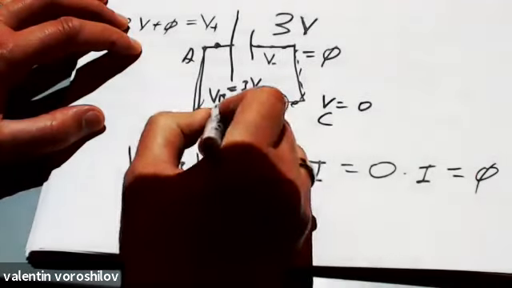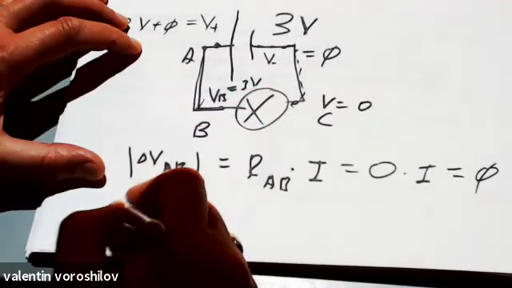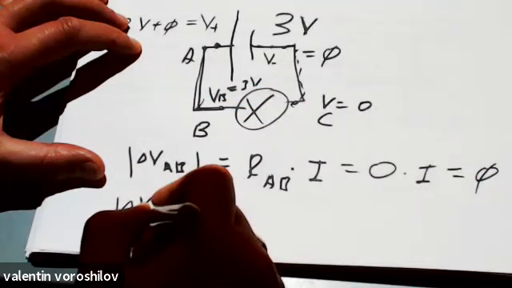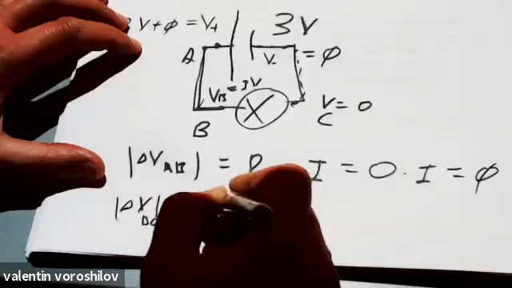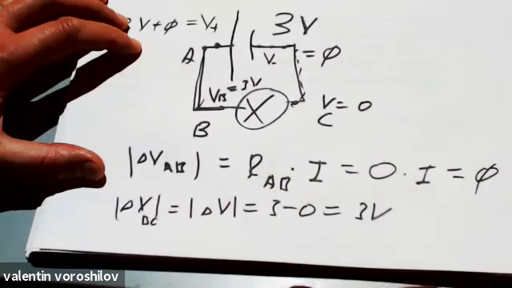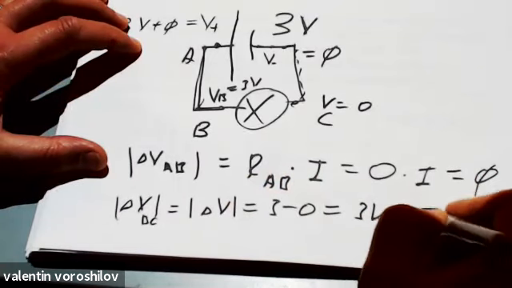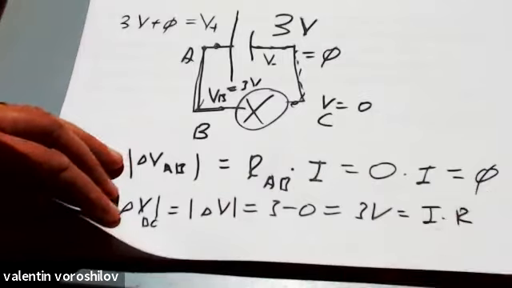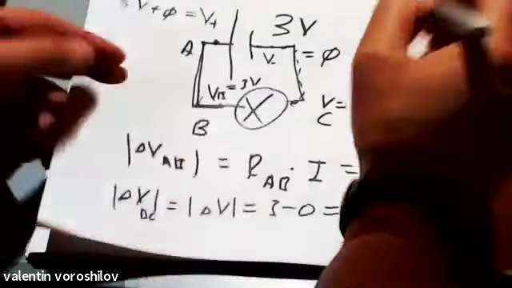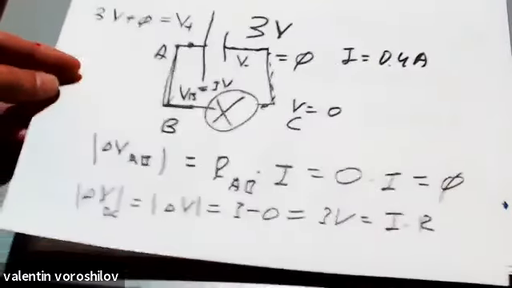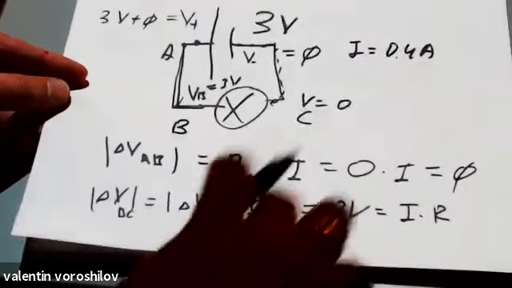So 3 volts, 0. The potential difference between points B and C, which is the voltage across the bulb, is 3 minus 0, 3 volts. And of course, it has to be equal to current times resistance. And this is how we can calculate resistance. The current was given, 0.4 amps. So R equals 3 over 0.4.